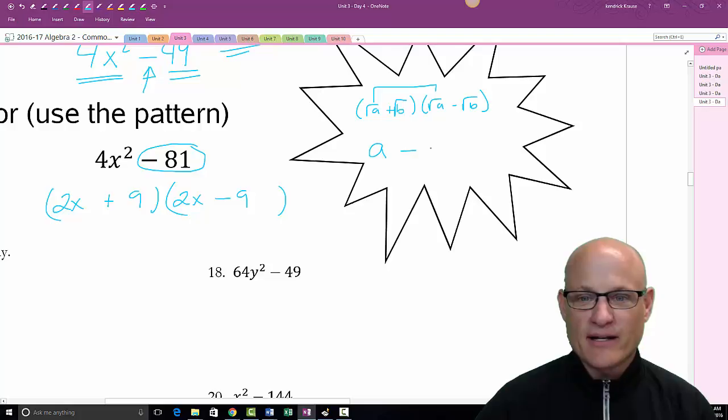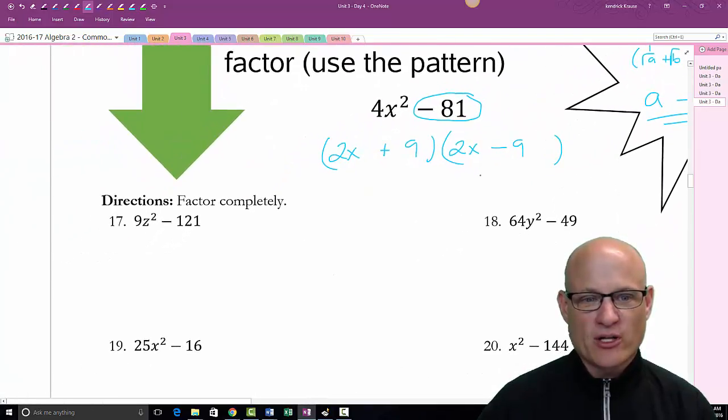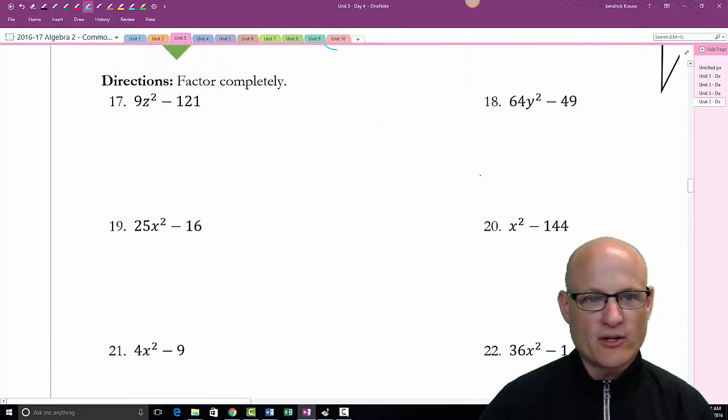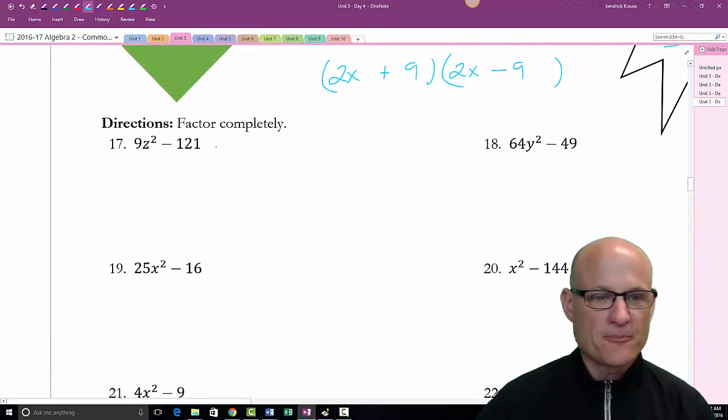A minus b. Weird one for later. We'll talk about that later. But remember, if you do the different dots, you'll find out. We're going to do this eventually. All we're doing is factoring the difference of two squares here, okay? So that's all we're going to factor.